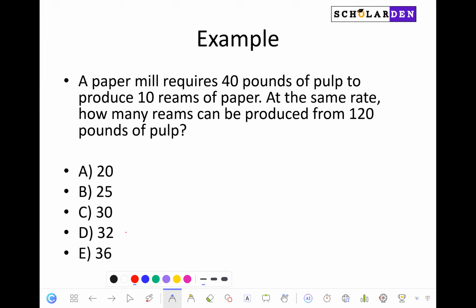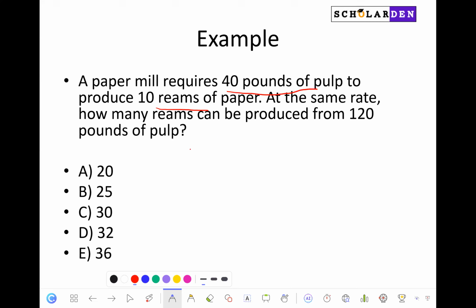This is an example of a paper mill, which states that a paper mill requires 40 pounds of pulp to produce 10 reams of paper. At the same rate, how many reams can be produced from 120 pounds of pulp? So you don't see specifically the element of time over here, but you do see the dependence of the reams of paper on the total weight of the pulp available.